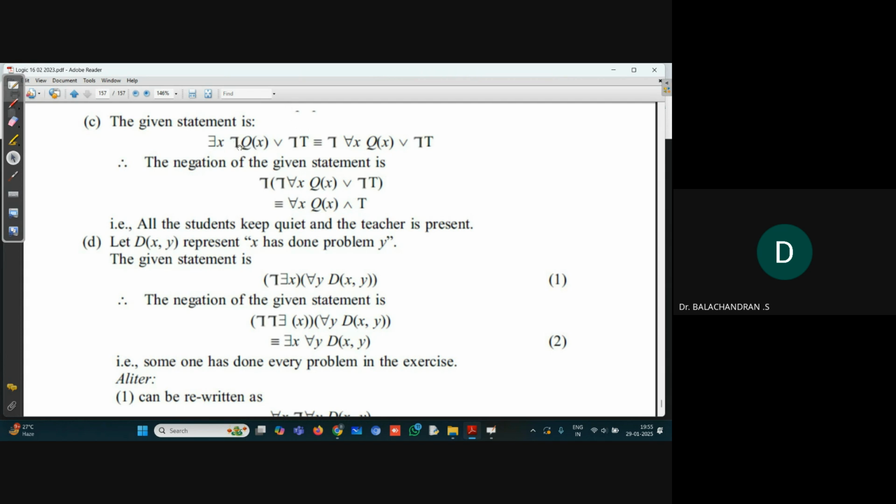So we take negation outside. Negation of there exists is changed into for every x, Q of x, or negation T. Now for this you can take the negation of negation of for every x, Q of x, or negation T. Apply De Morgan. So negation gets cancelled for every x, Q of x, and what? Negation of negation T is T. So what is the meaning of this? All students keep quiet and teacher is present.